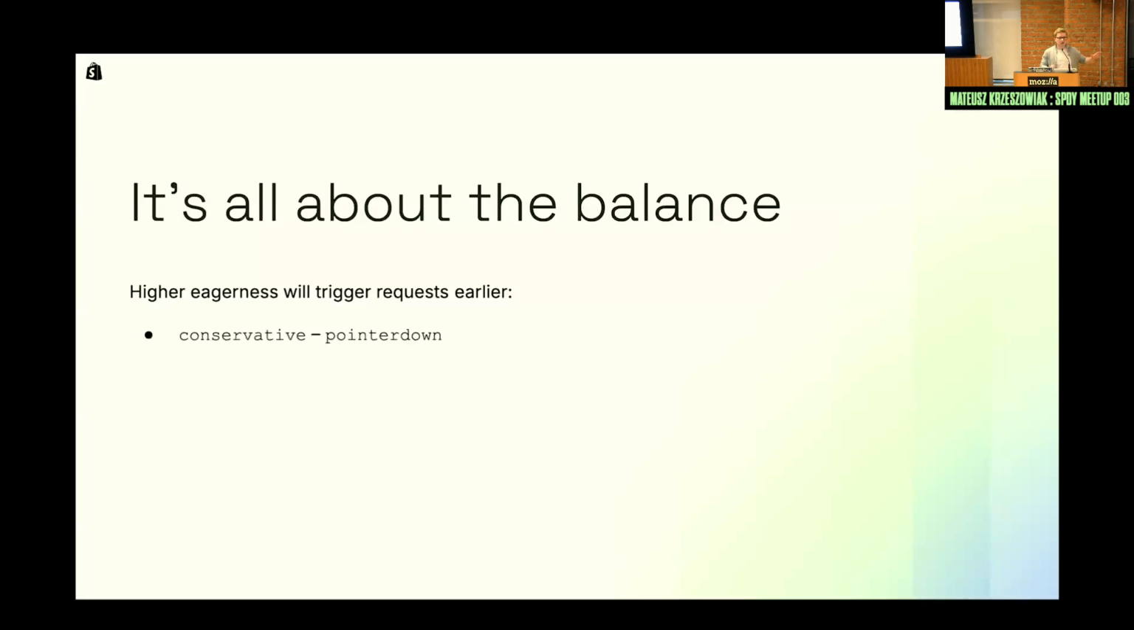So the most conservative option is conservative, and this is where the request will happen on pointer down. So I touch a link or I press on a mouse, and before I release, like lift my finger or release the mouse button, the browser is already making a request. And believe it or not, there are a few milliseconds you can save by doing something like that. And I have the numbers for that on my later slides. But this is pretty much the safest option.